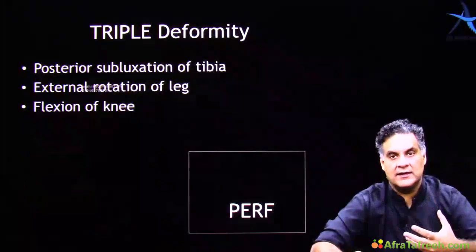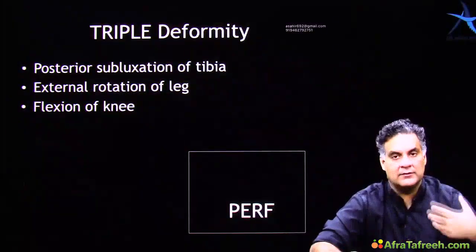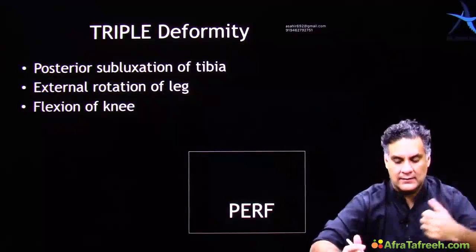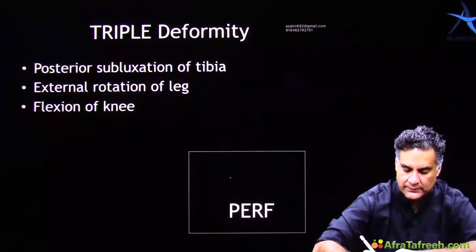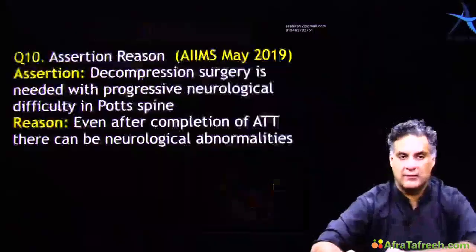If you do not treat it early, it will end up as triple deformity, which is also very commonly seen in RA. So TB and RA are two causes of triple deformity you must remember, which involves posterior subluxation, external rotation and flexion. These are the components of triple deformity.